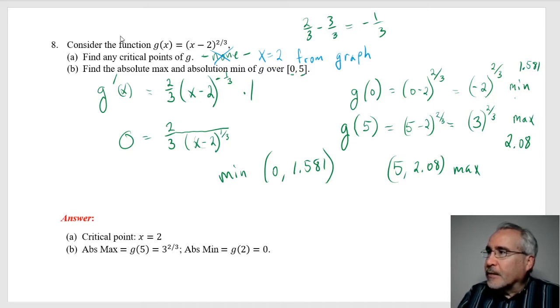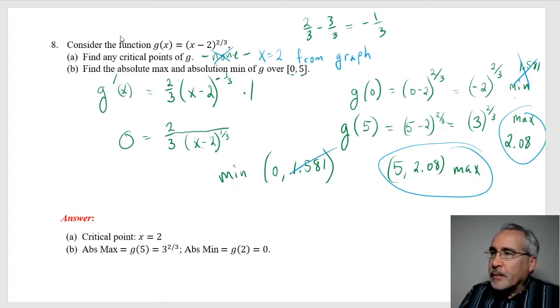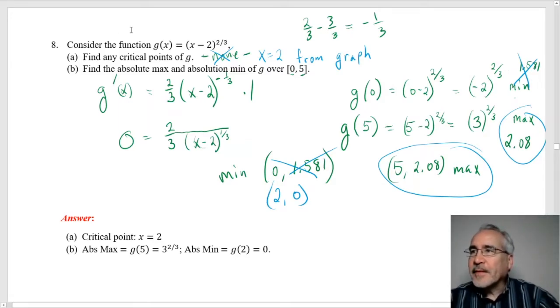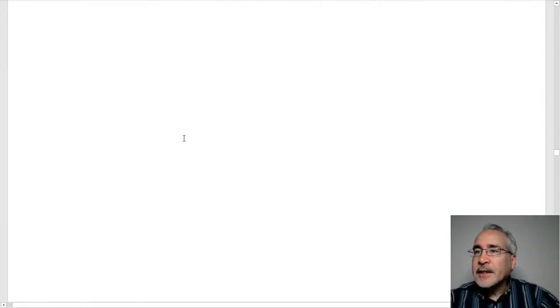And so this is not an absolute minimum. We do have the maximum here, but the minimum is going to be at the point (2, 0). Okay, so look at the graph. Okay, we're going to keep moving here.